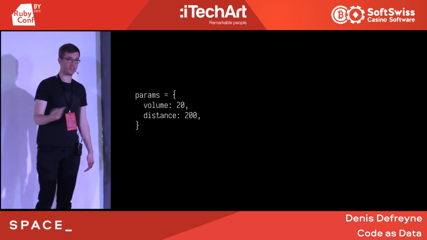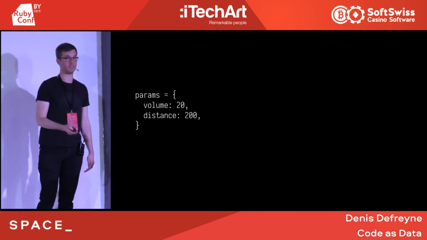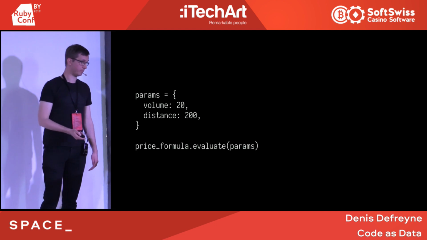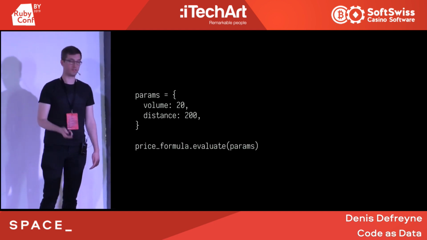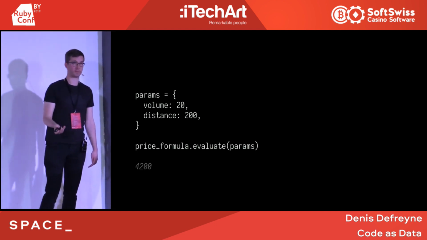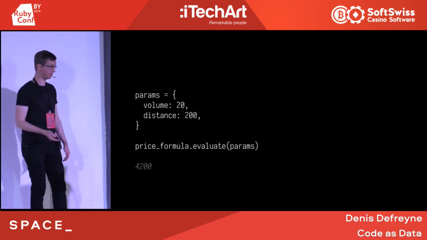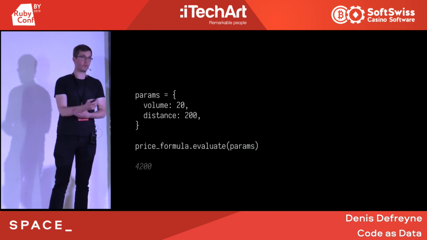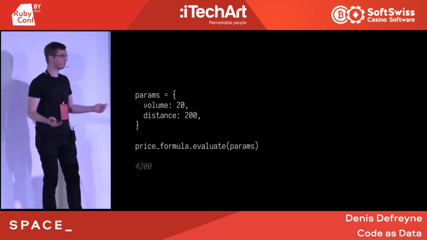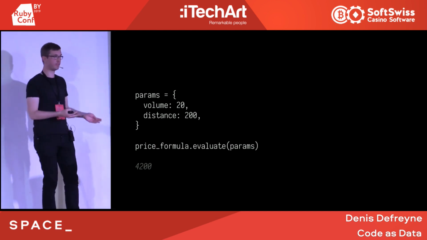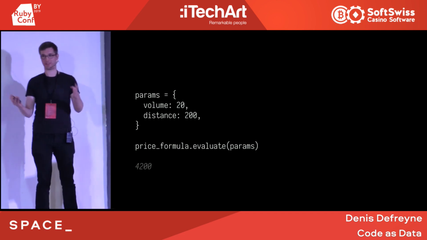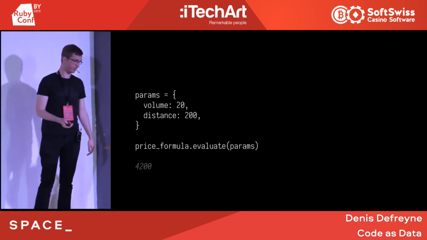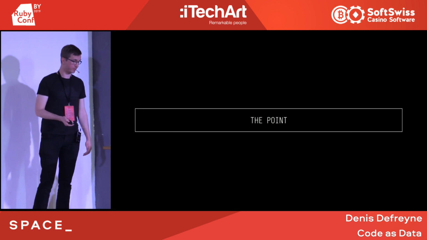So now, if we have params, volume 20, distance 200, we pass that to evaluate, then we get the expected outcome, which is 4,200. So what have we achieved at this point? Well, at this point, we've achieved absolutely nothing, because instead of having a very simple way to calculate the price, we now have a very complicated way to build the price. So what is the point?